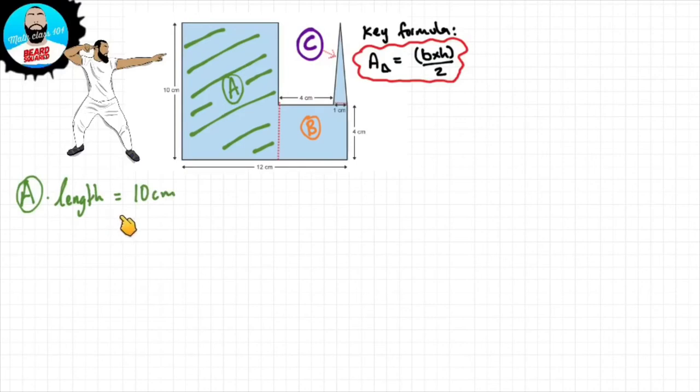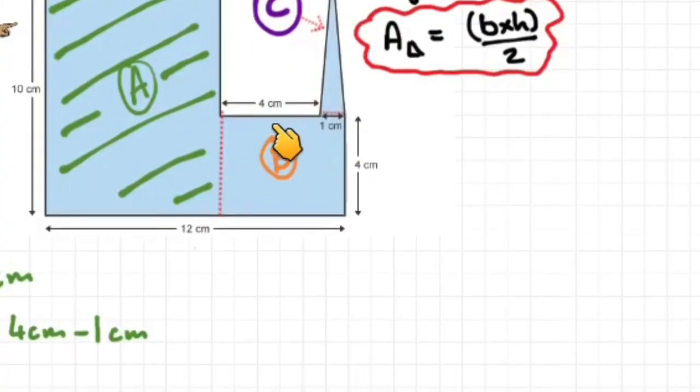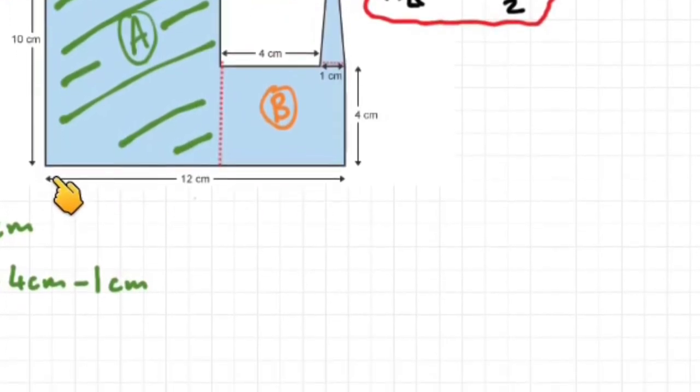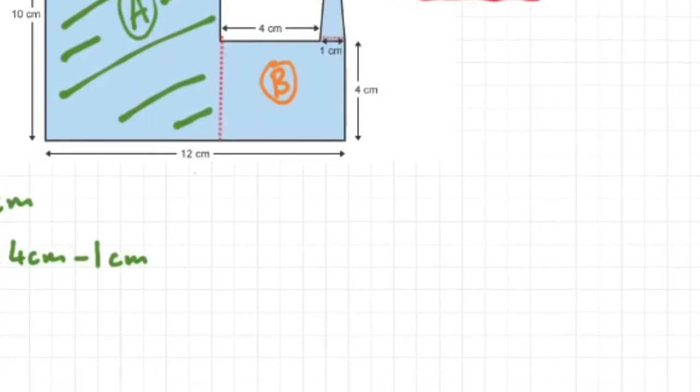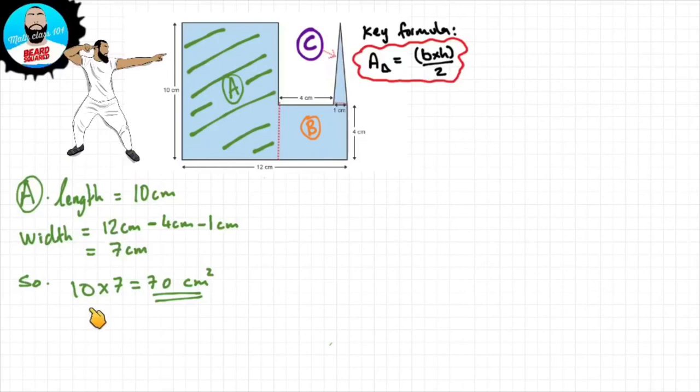For section A, the length equals 10 centimeters along this side. The width is equal to 12 centimeters minus 4 centimeters minus 1 centimeter. So if you look closely, there's a 1 centimeter length here, there's 4 centimeters across the top, and there's 12 centimeters along the bottom. So 12 minus the 4 plus the 1 will give us 7 centimeters. So we have a width of 7 centimeters and a length of 10 centimeters. Now we know that area is length times width. So 10 times 7 gives us 70 centimeters squared.